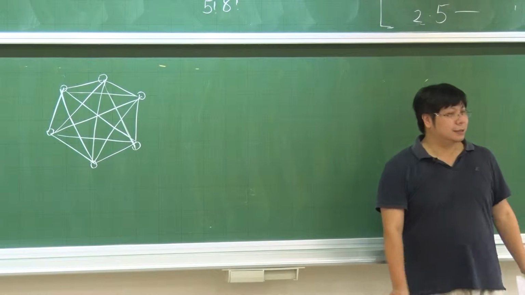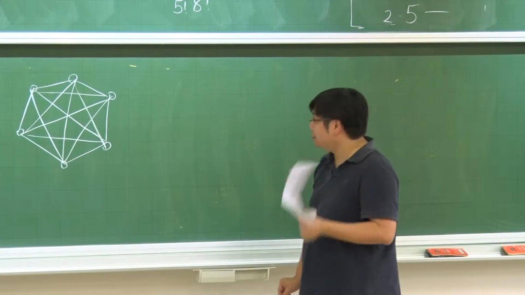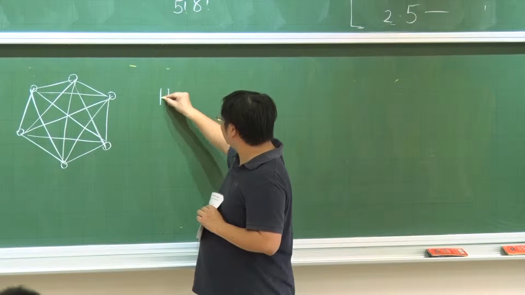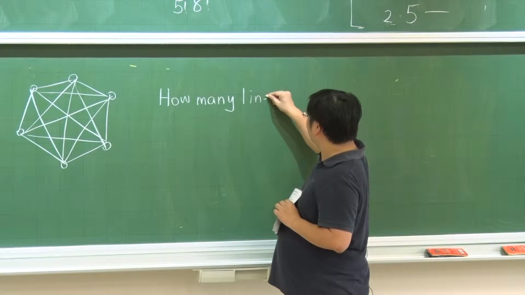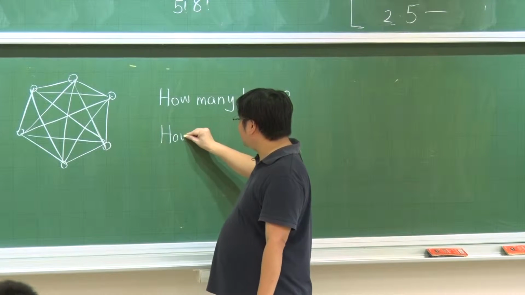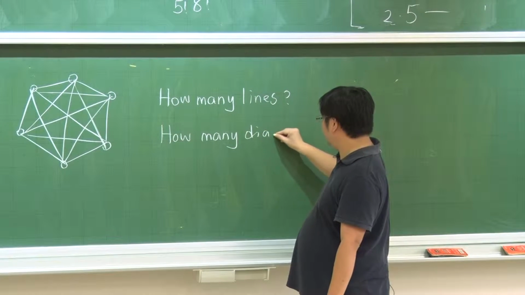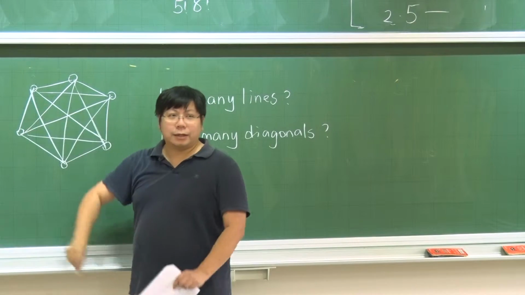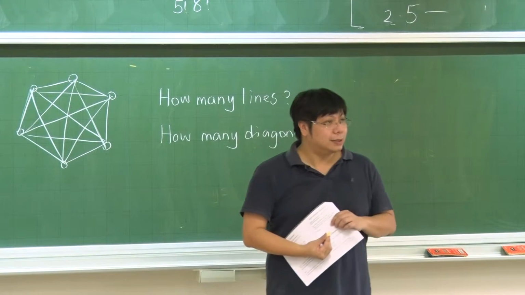Yes, yes. How many lines are there? How many lines are joined between the points? How many? Okay, if you can count how many lines, I want to ask you also how many diagonals. Diagonals are those lines that you don't count joining the adjacent vertices. So how many lines are there?